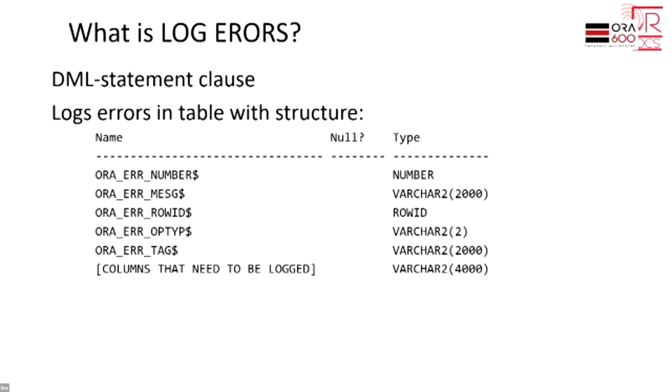The only thing special is that it always has these first 5 columns that you see here: error number, error message, error row ID, operation type, and tag. We'll talk about what it is later. And apart from these 5, it has the columns of the table that need to be logged.